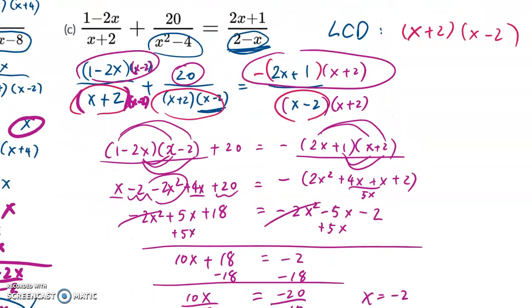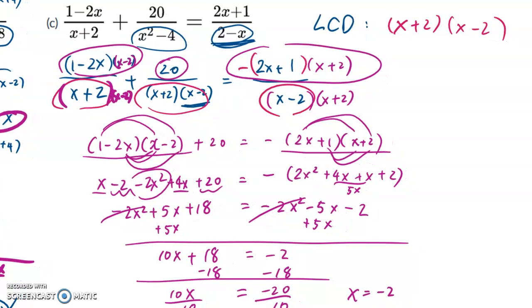Well, is that our solution? Don't forget we have to check if our solution is making the denominator equal to 0. If you go back to the denominators, this negative 2 is making the first denominator equal to 0. And we cannot have a 0 in the denominator because that will make that number undefined. So since this negative 2 is making that 0, that is not a solution. So the only possible solution is not a solution. We say this problem has no solution.